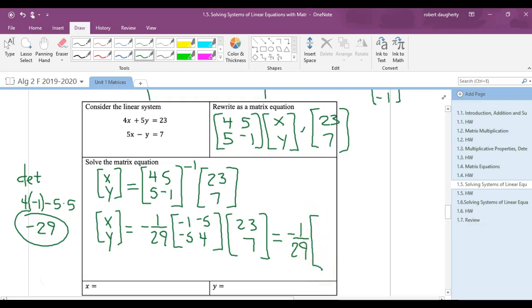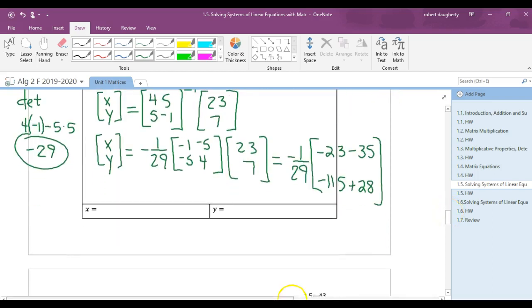So negative 1 times 23 is negative 23. Negative 5 times 7 is minus 35. Go to the second row. Negative 5 times 23 is negative 115. And then 4 times 7 is 28. So to continue this work, let's see what we get.